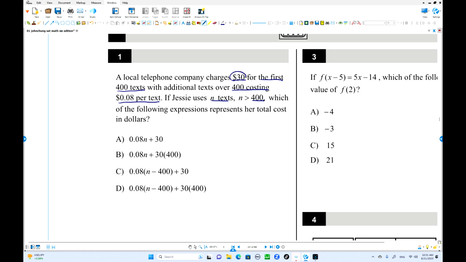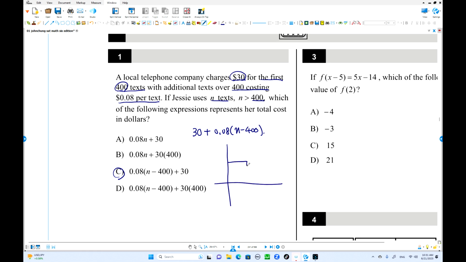So this is basic from $30. So you can add 30 plus. For the first 400, up to 400, after 400 they're going to charge 0.08. So after 400, the additional is n minus 400. That's the answer, okay? The graph will look like this one.